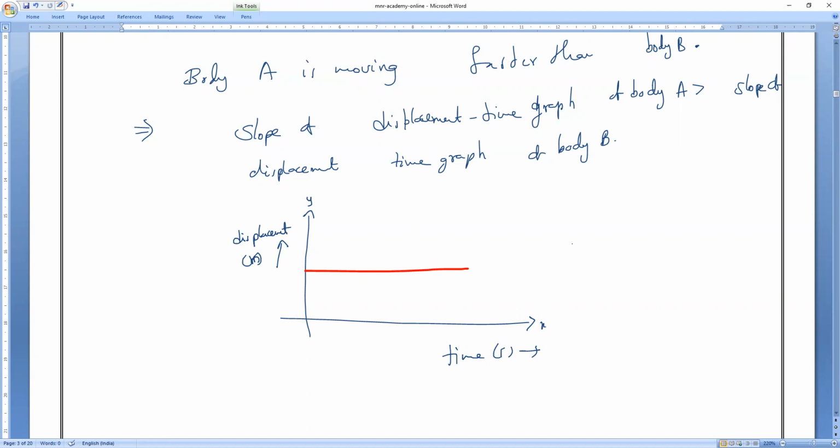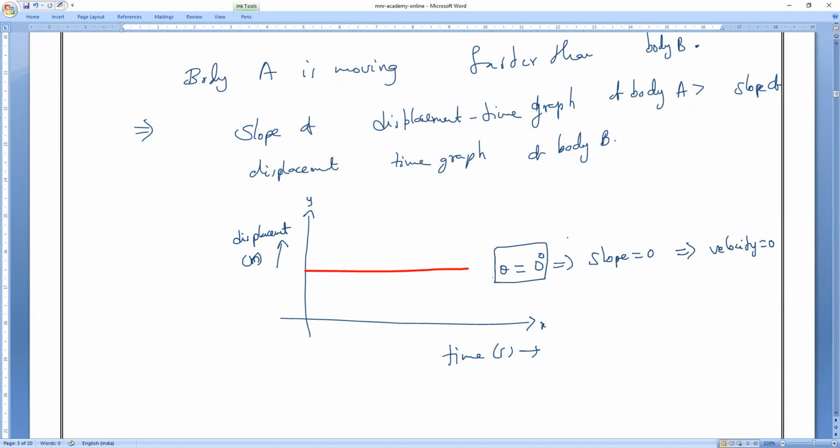Sir, because the displacement is constant. Yes, displacement is constant. And one thing here: what is the slope? In this case, what is theta? Theta is equal to 0 degrees. Do you understand? If theta is equal to 0, then the slope is also 0. If the slope is 0, then the velocity is also 0.